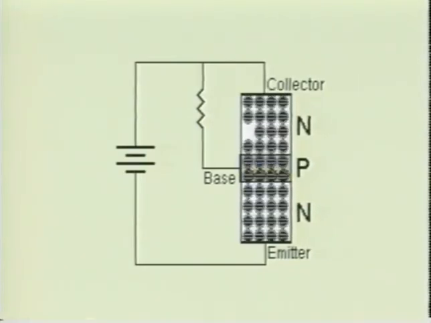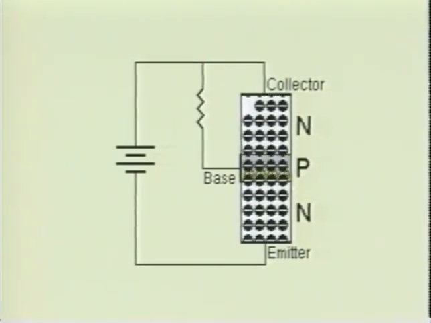Since the base section is lightly doped, there will be fewer majority charge carriers available to recombine with the charge carriers coming from the emitter section. As a result, about 95% of the emitter's charge carriers will pass through the base section and flow into the collector of the device.